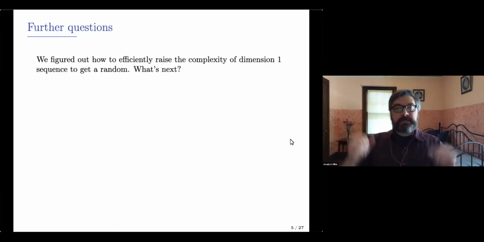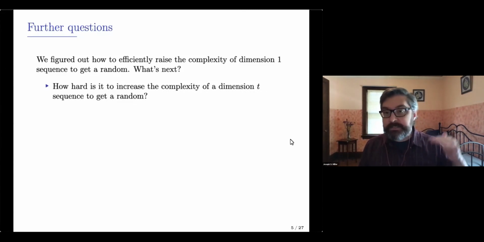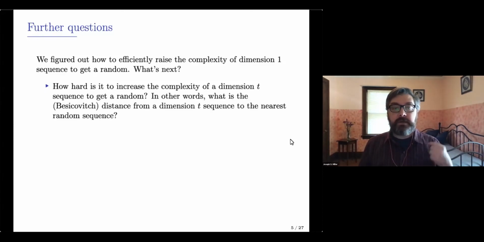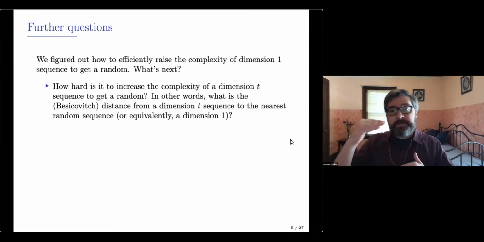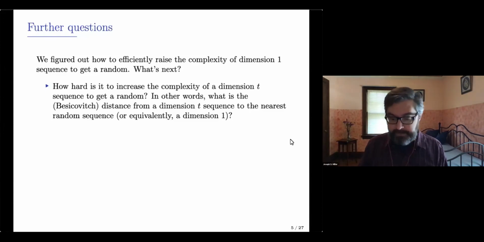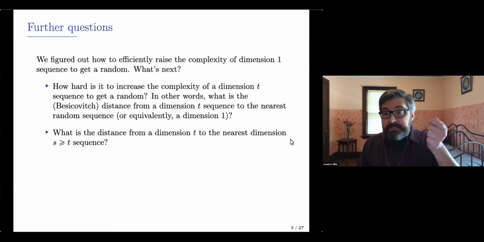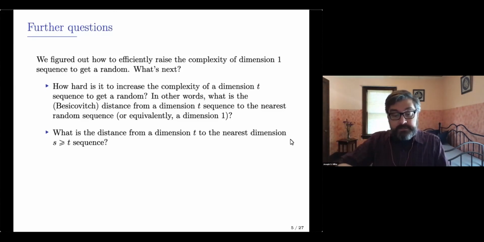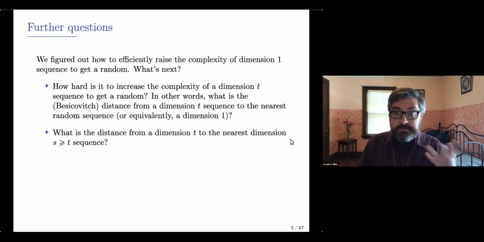Okay, so we know how to effectively raise the complexity of a dimension 1 sequence to get a random. What's next? Well, we could ask how hard it is to increase the complexity of a dimension t sequence to get a random. In other words, what's the Besicovitch distance from a dimension t sequence to the nearest random sequence? Equivalently, a dimension 1 sequence, because once you've gotten to a dimension 1 sequence, going to a random doesn't add any distance, right? So what is the distance from a dimension t sequence to the nearest dimension s sequence? You don't want to raise the complexity all the way to 1, but you want to raise the complexity a little bit. How hard is that? In other words, in terms of Besicovitch distance.